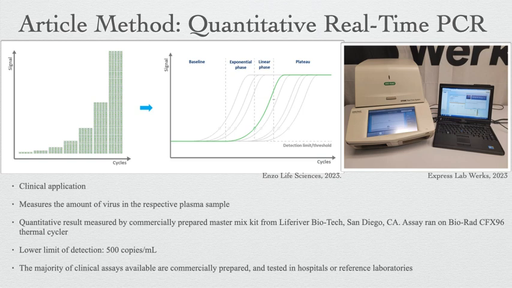Pictured right next to it is an example of the type of instruments utilized within the study. This includes a thermal cycler and its computer, which measures and interprets the fluorescent signal. This is the direct clinical application of this technique, measuring the amount of virus in the respective plasma sample. The unit of measurement is copies per mil. Viral loads were determined through commercially prepared master mixes, as is quite commonly performed in hospitals as well as most reference laboratories.